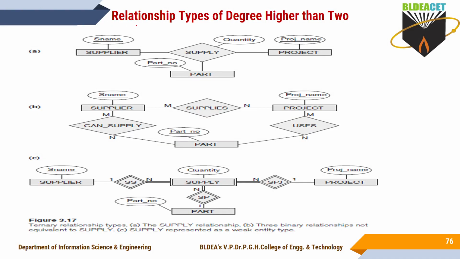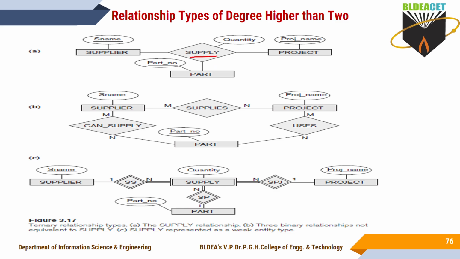Next is relationship types of degree higher than 2. So far you have learned what the relationships are and what constraints you can specify for the binary relationship type. If the degree is higher than 2, that is what you will learn here. This is one of the examples.